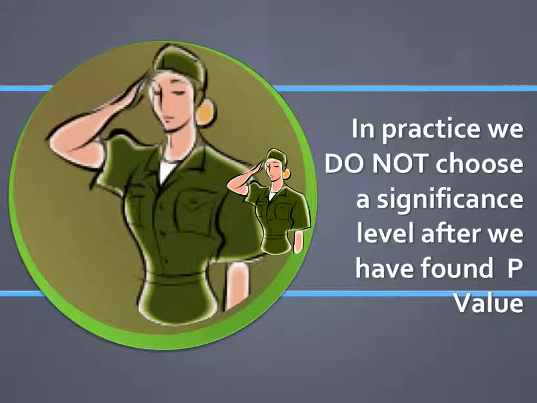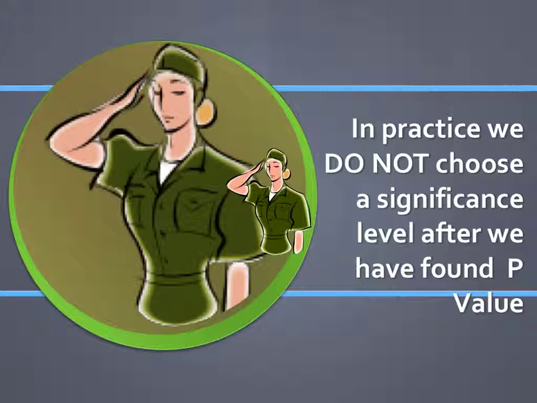Because that significance level can have an impact on whether or not we reject or do not reject the null hypothesis, we need to make sure that a significance level or an alpha level is established before we find a p-value. So don't choose one after the p-value is found.